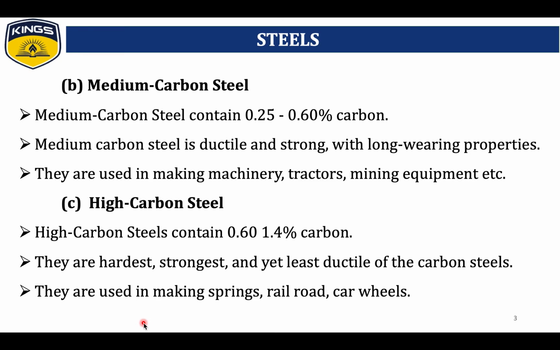Next, high carbon steel. Usually high carbon steel has a carbon mixture of 0.6 percentage to 1.4 percentage. Also, this percentage means purely weight percentage of carbon. And also, this material is the hardest and strongest and yet least ductile of the carbon steels. So, it is used to make springs, railroads, and car wheels.